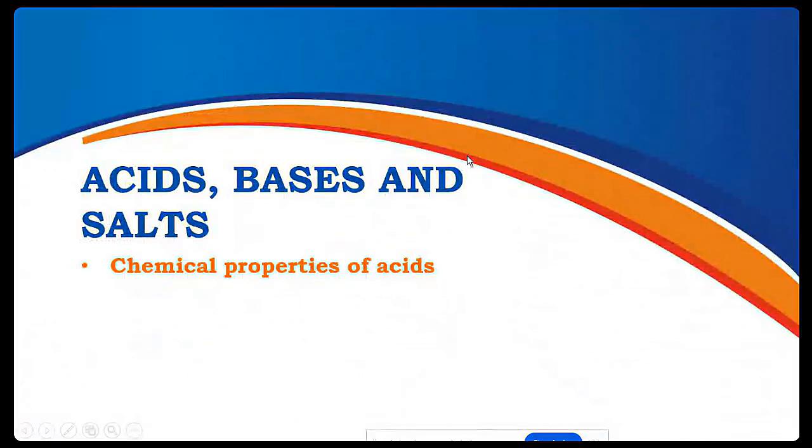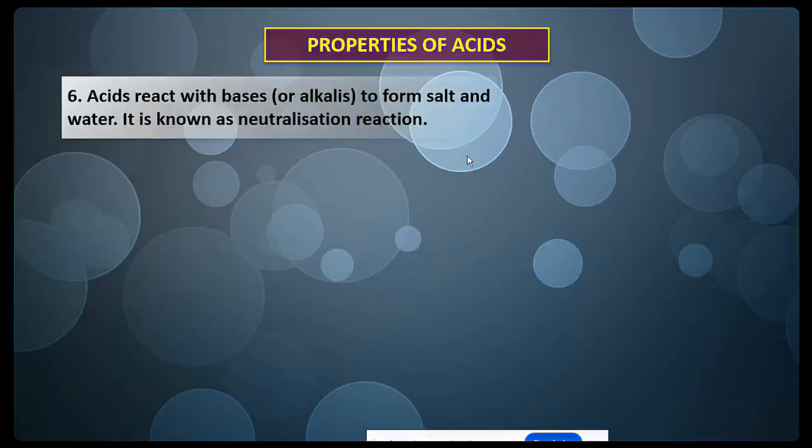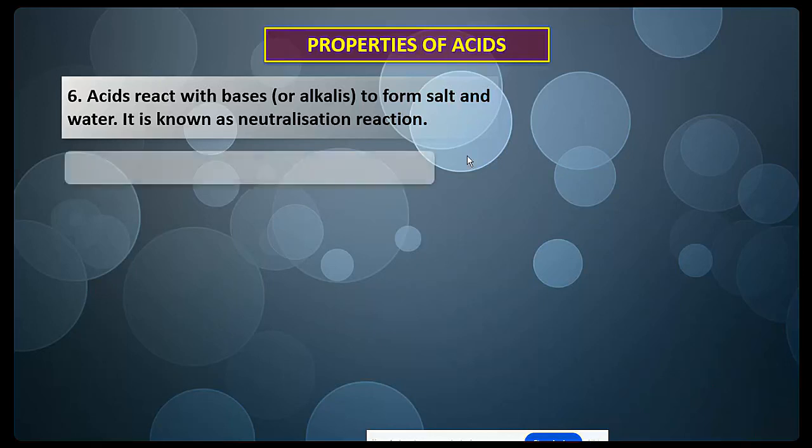Is it clear? So how many properties have we discussed so far? Five properties. Now look at the sixth property. Acid reacts with bases or alkalis. Alkalis are the bases which dissolve in water. The bases which dissolve in water are known as alkalis. They react to form salt and water, and this is known as a neutralization reaction. Basically, a neutralization reaction takes place when a strong acid reacts with a strong base. Is it clear? It gives a neutral salt and water.